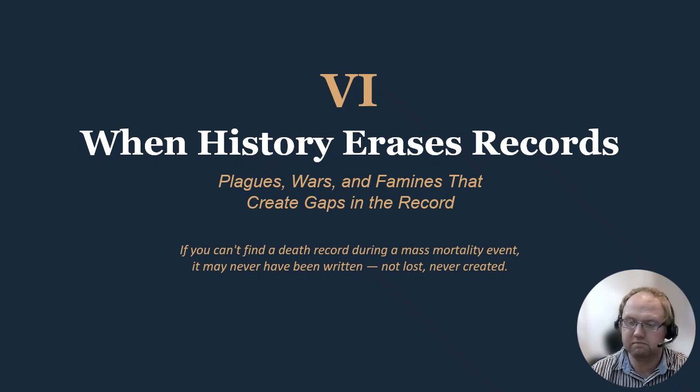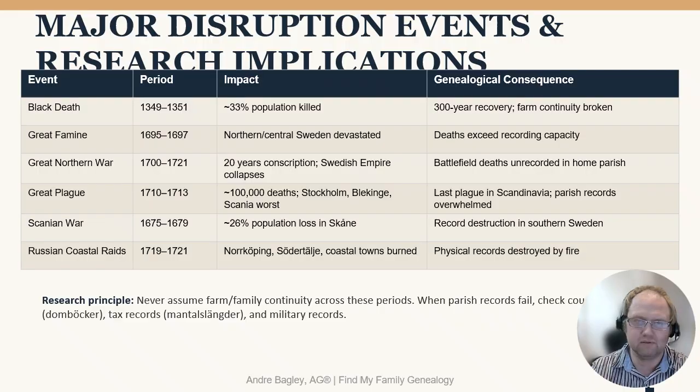So anyways, there were multiple mass mortality events that disrupted record continuity and sometimes depopulated entire farms and villages. And they had to recruit people, particularly in the 1600s. So sometimes it's not just simply lost records; the record may have never been produced in the first place. So plagues, wars, famines. Here are a couple of major events, just some. There are a lot of local events. There are economic problems like in the 1860s that triggered a lot of Swedes to emigrate.